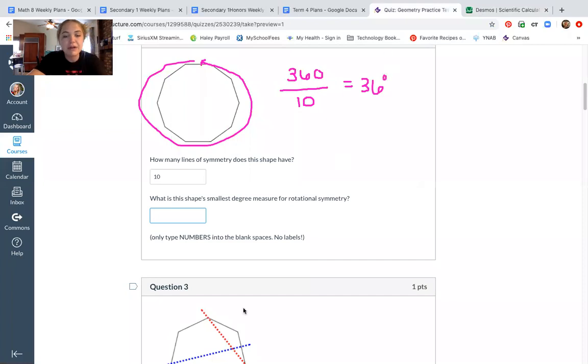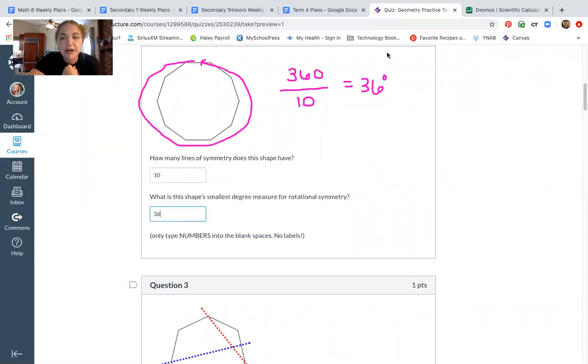All right, now I'm not making you write in the degree measurement, but you do have to write 36. So yeah, you can't put the symbol up there. If you try typing in letters, apparently it lets you, that's upsetting, but you are only supposed to type in numbers, no labels. Okay, any questions so far on these ones?